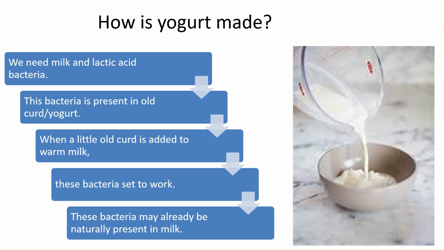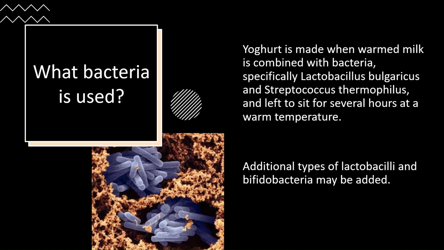How is yogurt made? We need milk and lactic acid bacteria. This bacteria is present in all curd or yogurt. When a little old curd is added to warm milk, these bacteria set to work. These bacteria may already be naturally present in milk. What bacteria is used? Yogurt is made when warmed milk is combined with bacteria, specifically Lactobacillus bulgaricus and Streptococcus thermophilus, and left to sit for several hours at a warm temperature. Additional types of lactobacilli and bifidobacteria may be added.